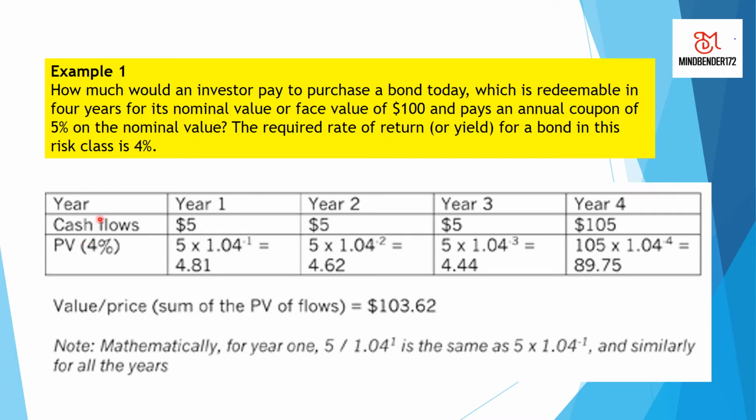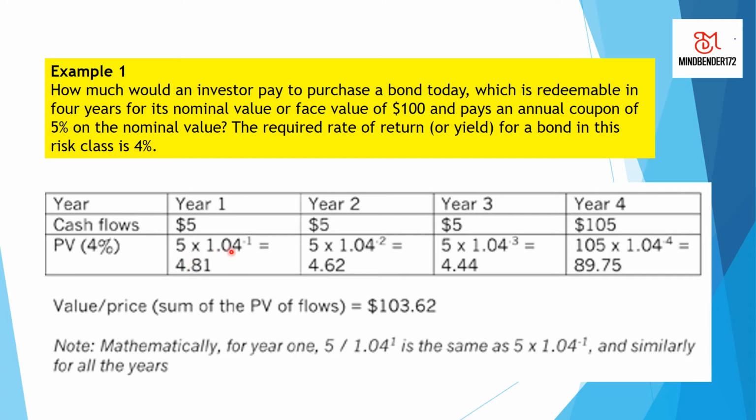Now here we solve this question. This is year 1, 2, 3 and 4. The cash flow is $5, $5, $5 as a coupon, and at the end of year 4 we have $100 face value returning back to the investor and a $5 coupon value. Now we see the present value here, which is at year 0.